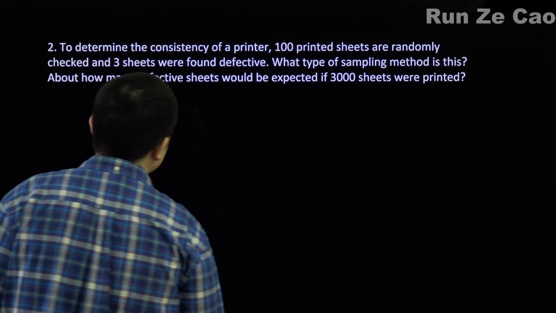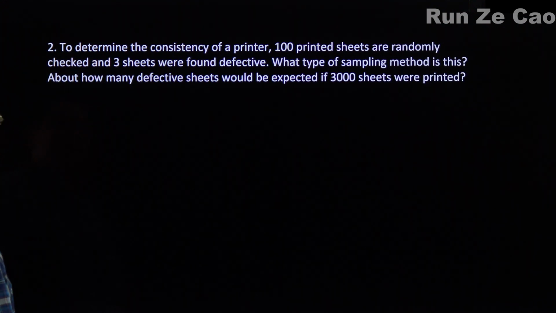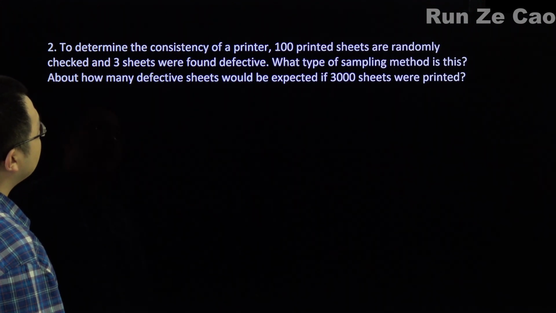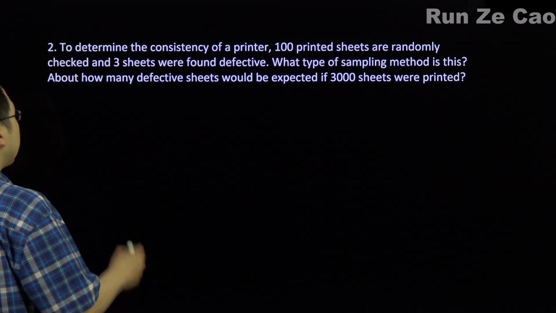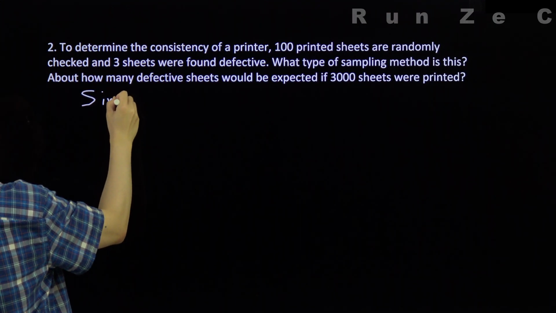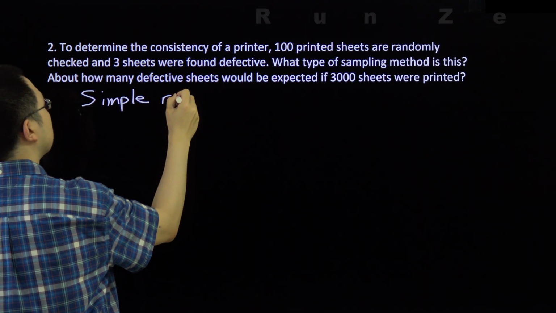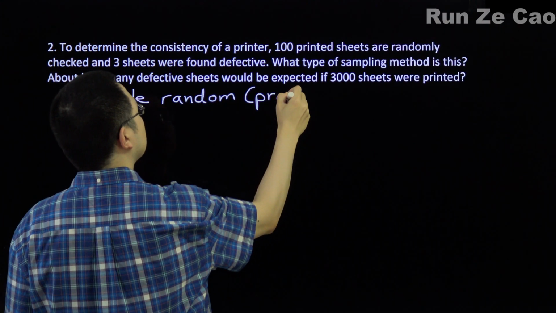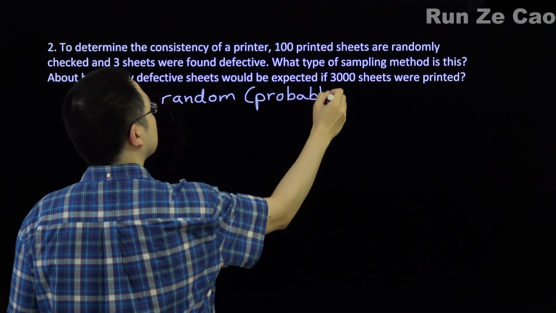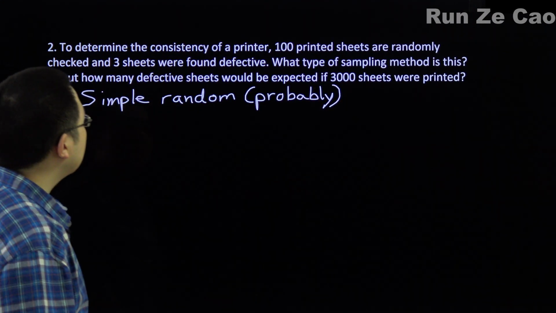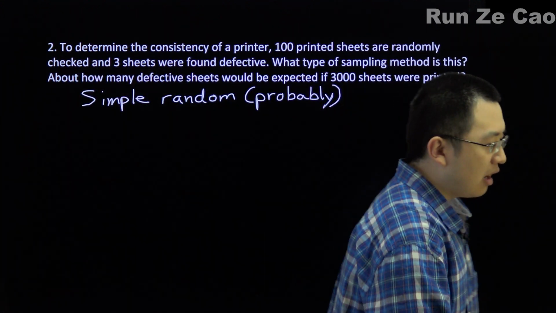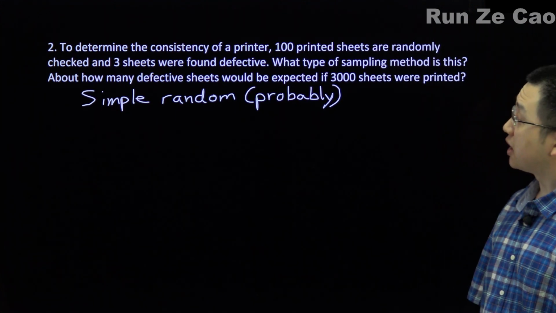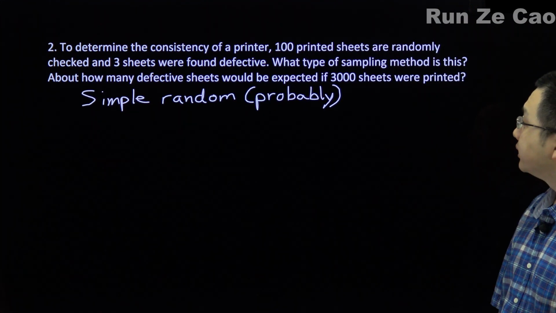To determine the consistency of a printer, 100 printed sheets are randomly checked and 3 sheets were found defective. What type of sampling method is this? This is probably simple random. Simple random, probably, because it doesn't specify. It could be that these printed sheets were randomly checked by choosing every third sheet or something, in which case that would be systematic random.